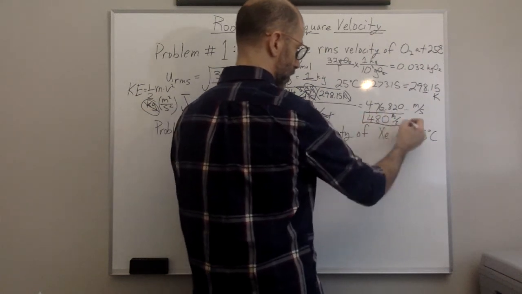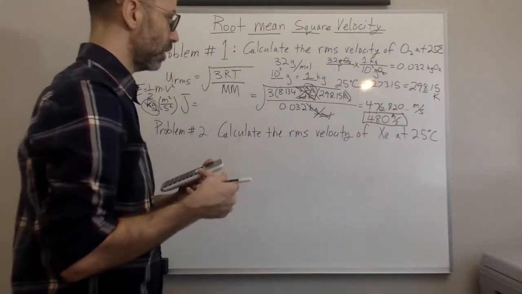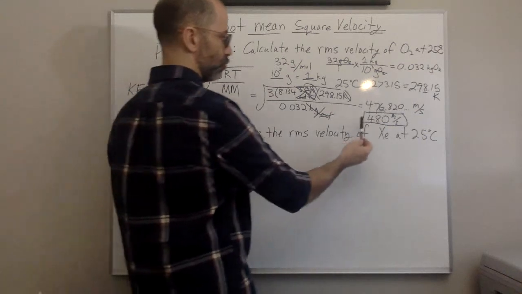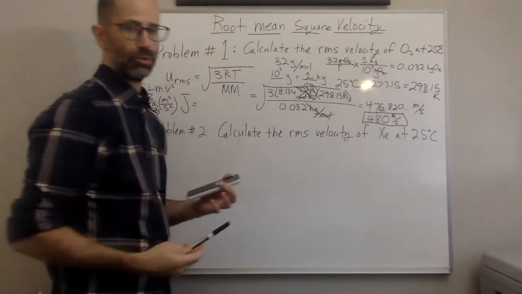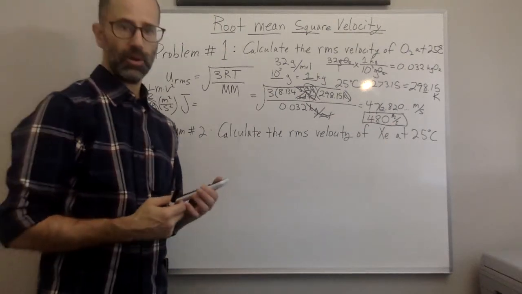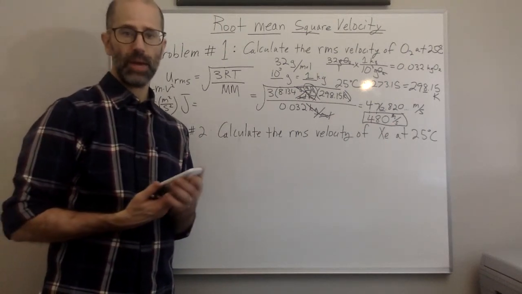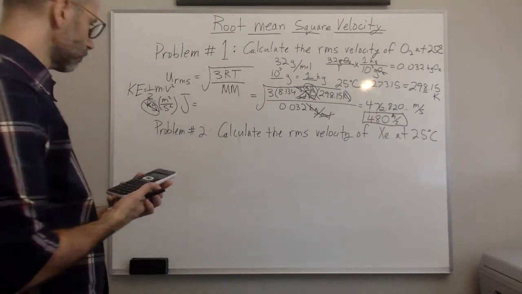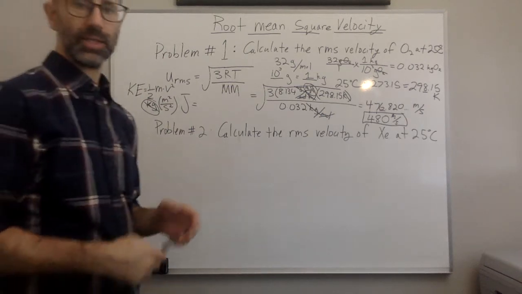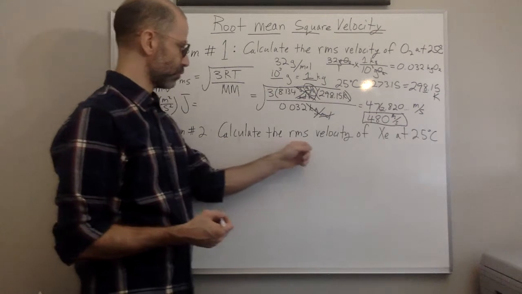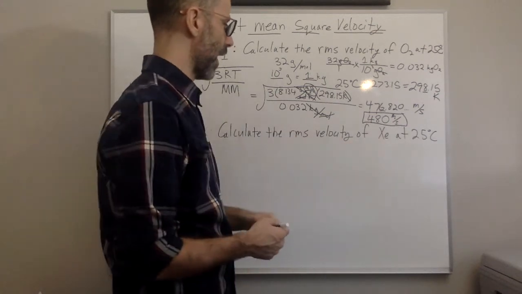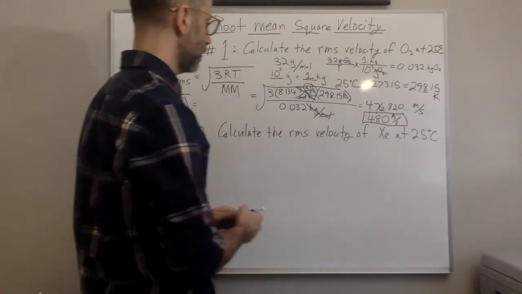So that's going to be the speed, the average speed, the root mean square velocity of oxygen molecules at this temperature. Okay, so what about the next one? So this one we'll do a little bit more quickly because it's the same type of problem. Here it wants to calculate the root mean square velocity of xenon atoms at the same temperature.